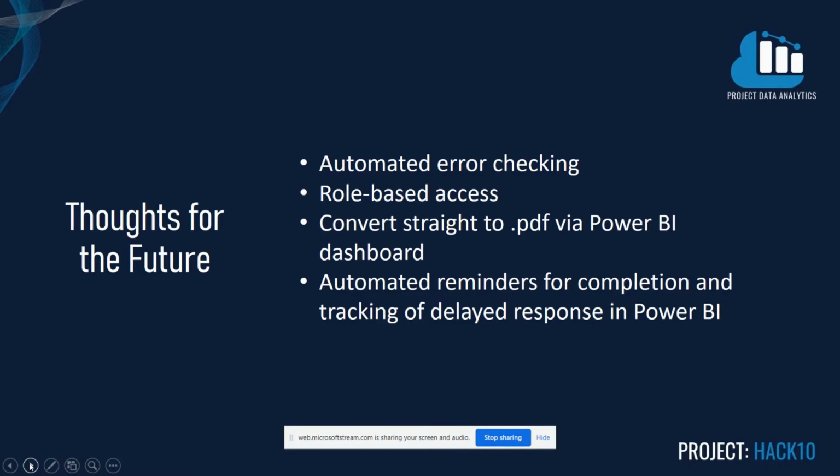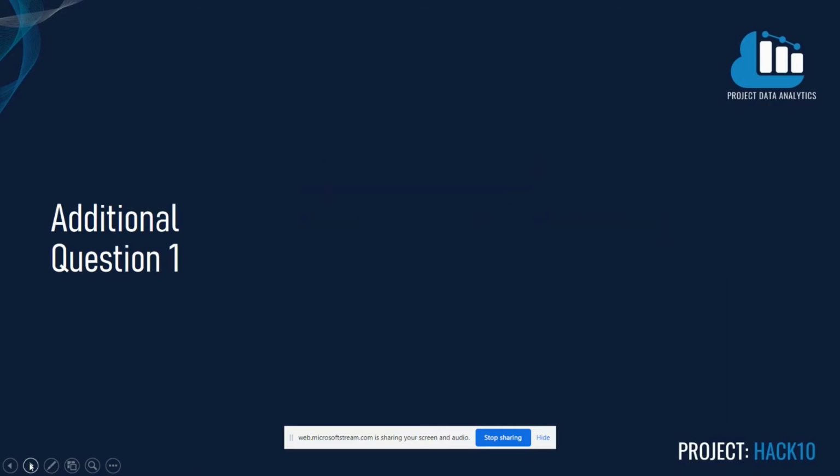And thoughts of the future would be to automate error checking, add in role-based access depending on the section you need to fill out, convert straight to PDF via Power BI dashboard, and include automated reminders for the completion to avoid it running overdue.